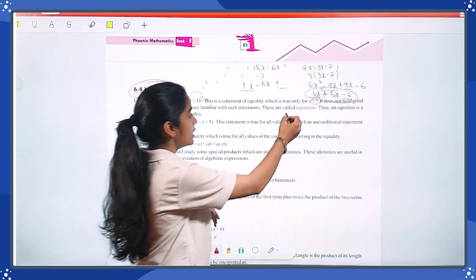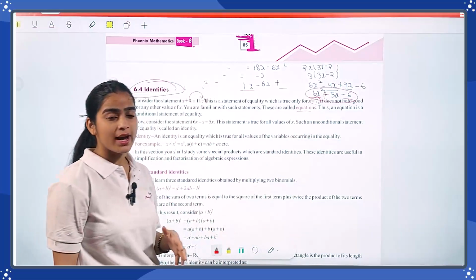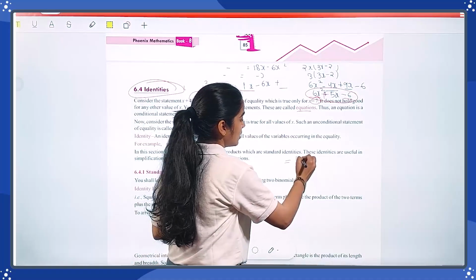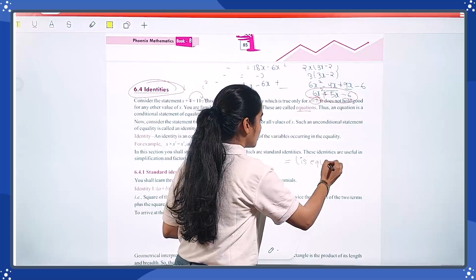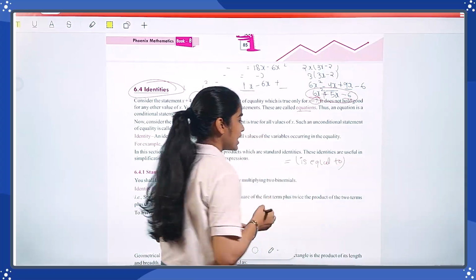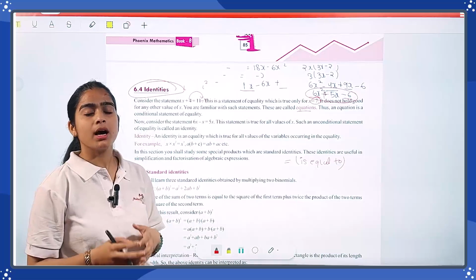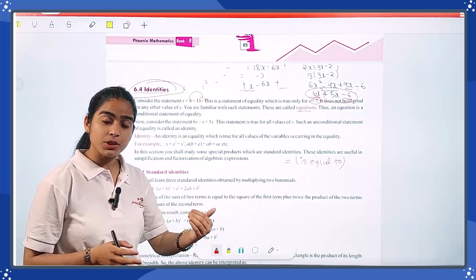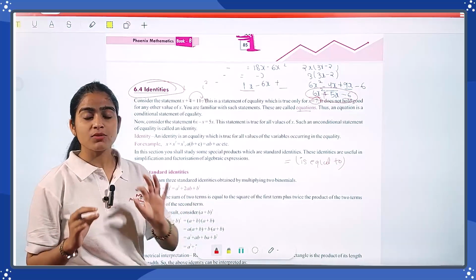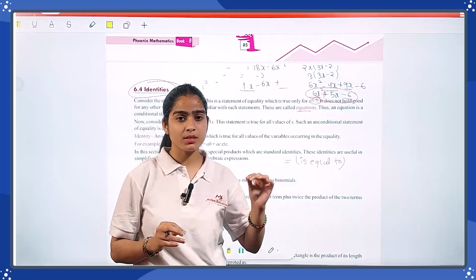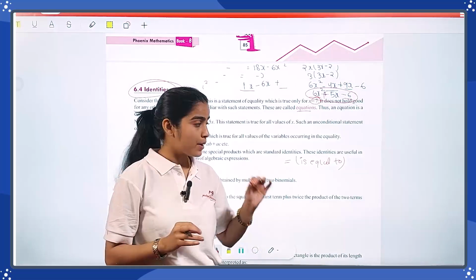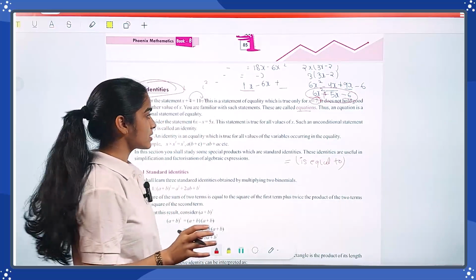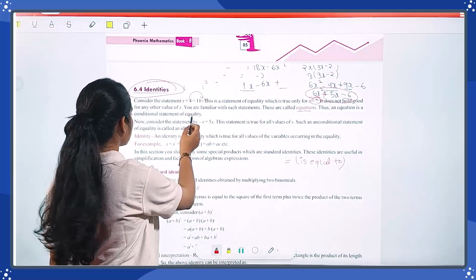These are called equations. Equations means when we have the sign of is equal to between our expressions, it means we have an equation. There is a difference between expressions and equations. In expressions, we just have the operational signs: plus, minus, multiply, division. But in equations, we have a sign which is equal to. So I hope this difference is clear to you. Thus an equation is a conditional statement of equality.